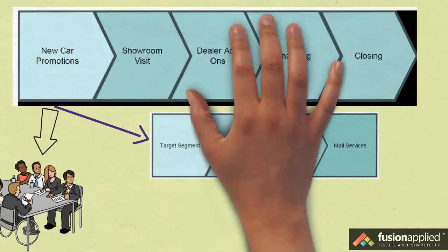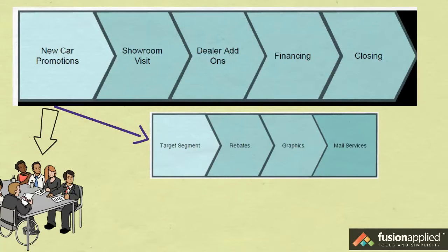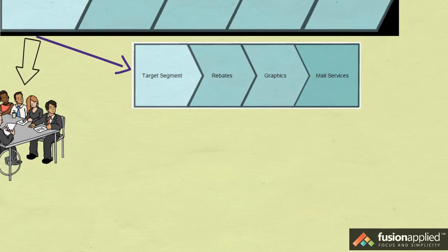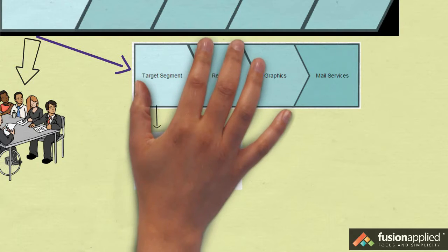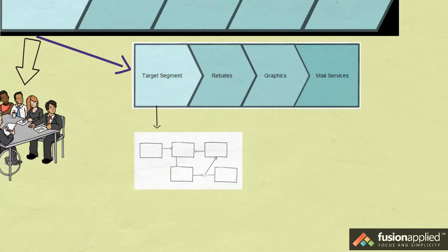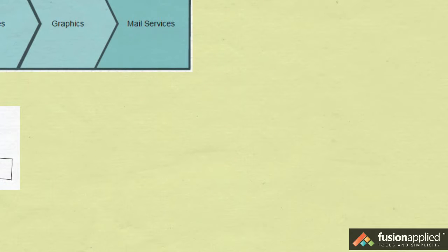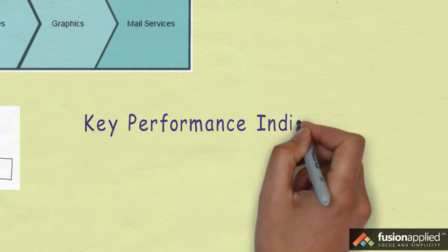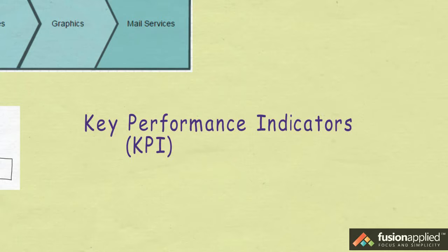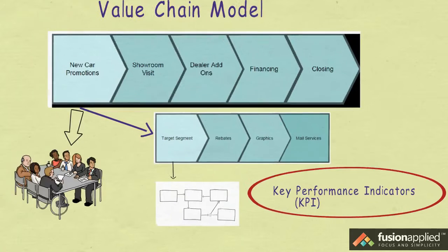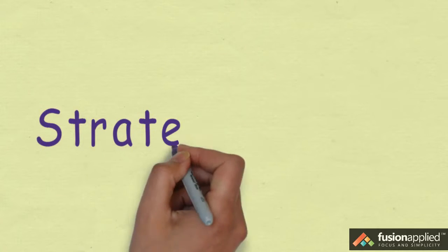Each value chain step can also be broken down into a separate value chain model, creating a hierarchical group of value chain models. Alternatively, a sub-step can be linked to a BPMN process. Within a value chain model, you can also define key performance indicators, or KPIs, that allow you to track important business information for an organization. Let's look at strategy models now.